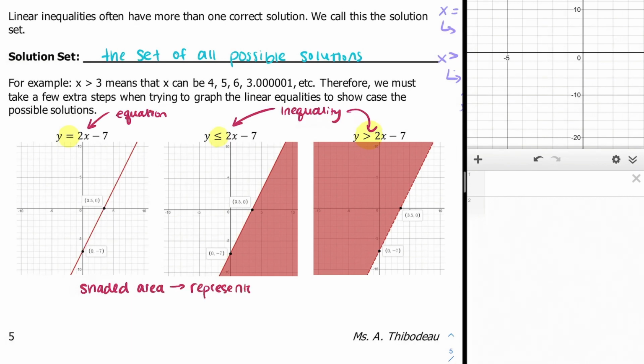And what a shaded area does is that it represents the values included in my solution set. So that shaded region represents every single possible value. If I'm looking at my last one here, y is greater than 2x minus 7, this point is a solution. This point is a solution. This point is a solution. Every single data value within my shaded region represents a solution in my solution set. Okay?